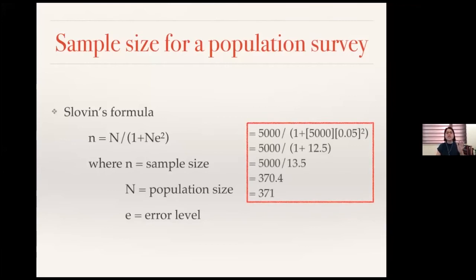So let's say the population is 5,000 and the error level is 0.05, because it's only 5%. So you end up with 370.4 people. But of course, there is no 0.4 person. So you round it up to 371 people. So out of the population of elderlies, you will get 371 people. So yeah, that's kind of reasonable, right?